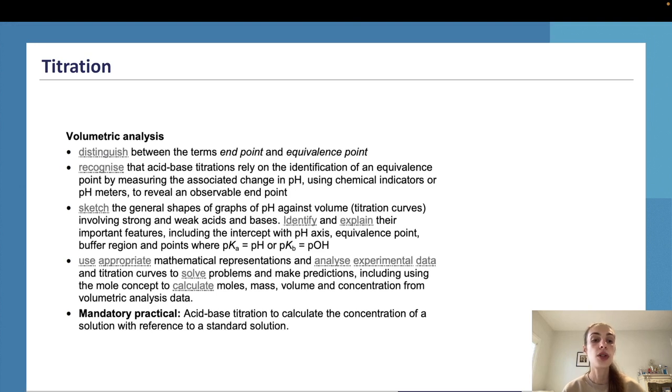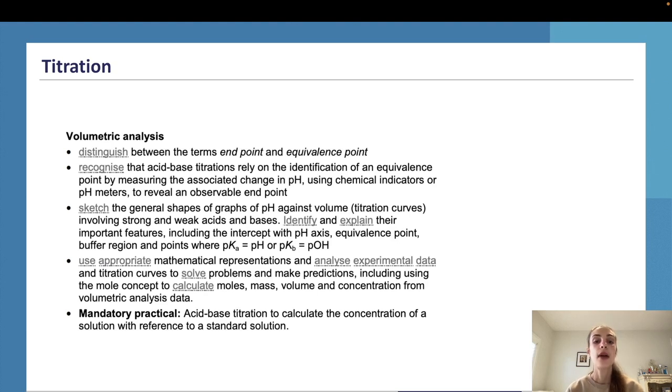We also want to be able to use appropriate mathematical representations and analyze experimental data and titration curves to solve problems and make predictions, including using the mole concept to calculate moles, mass, volume, and concentration from volumetric analysis data. I think it's also really important to note that you will be required to create a titration curve and understand and draw information from these titration curves based on data that you have been given.